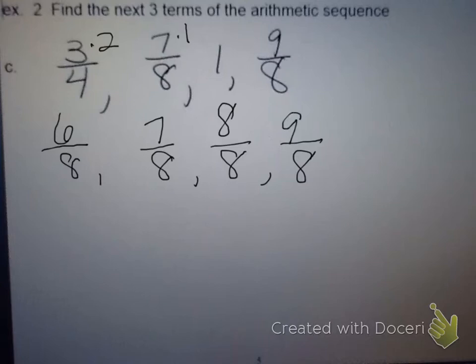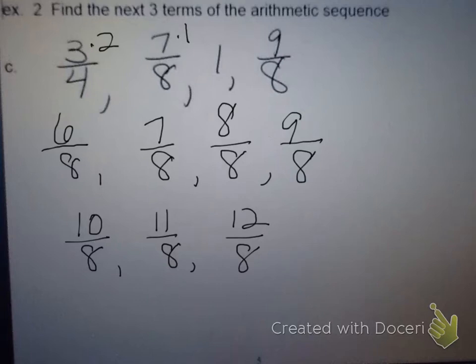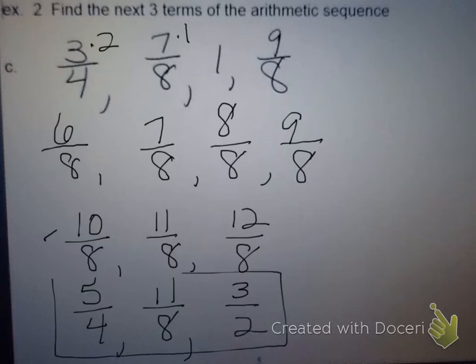So right here, I had to add 1/8. So my next term is 10/8, then it's 11/8, and then 12/8. Now, I need to reduce my fractions. So 10 over 8 can be reduced down to 5 over 4. I can't reduce 11 over 8, so I'm going to bring that down. And 12 over 8, I'm going to reduce that down by 4 and get 3/2. So that is my next three terms.